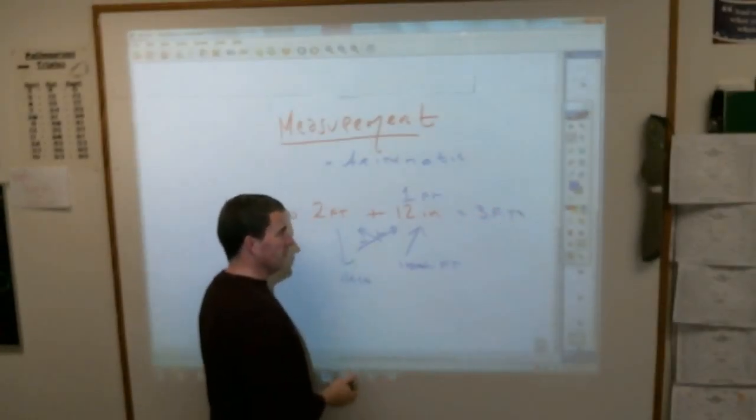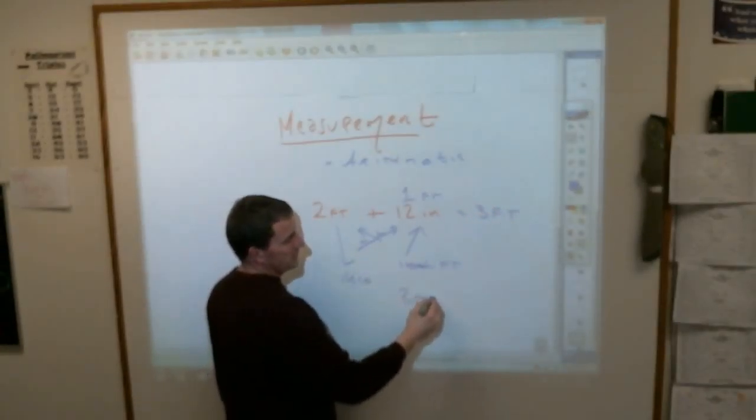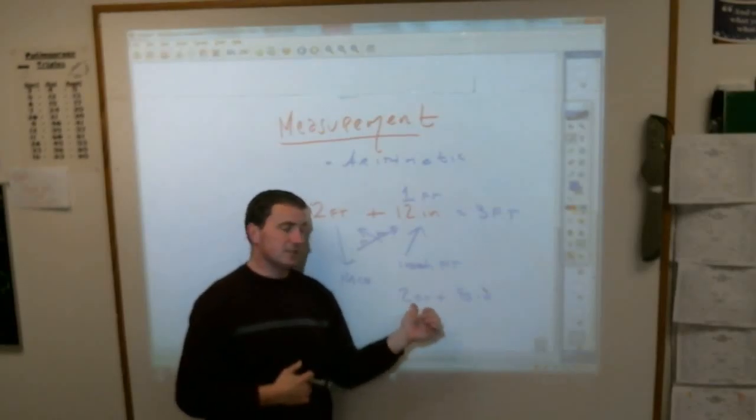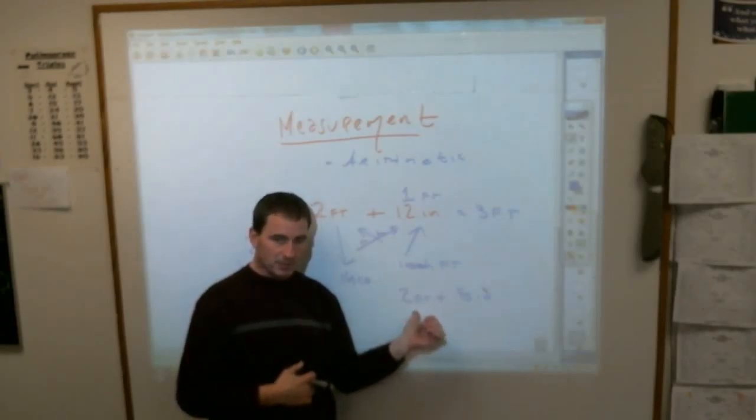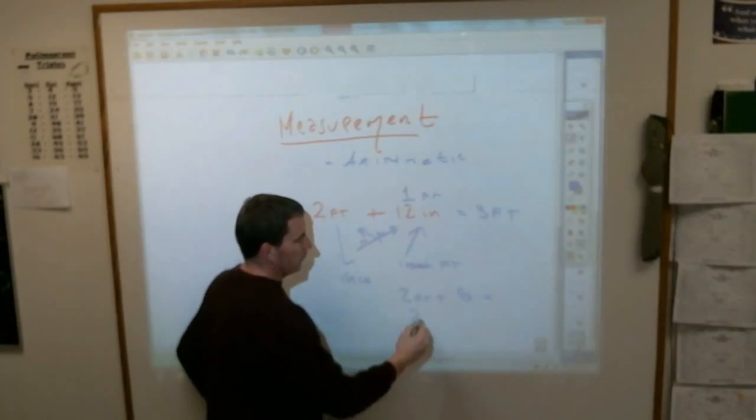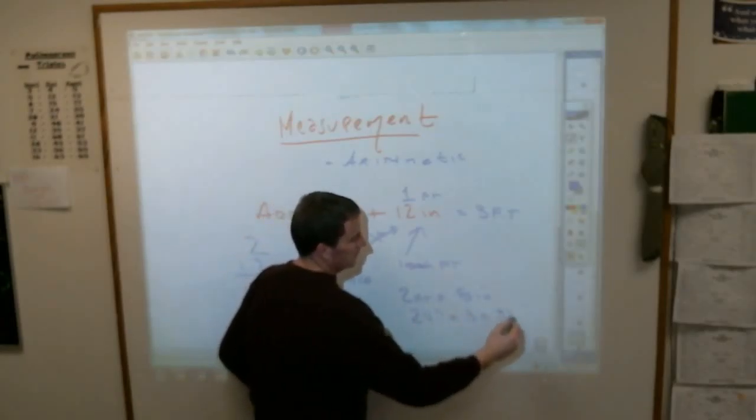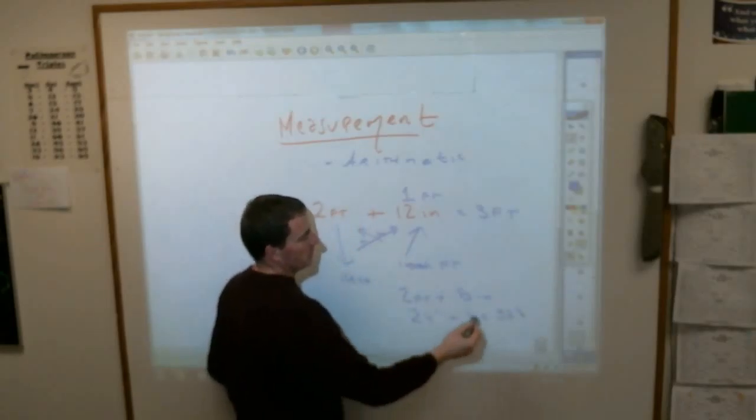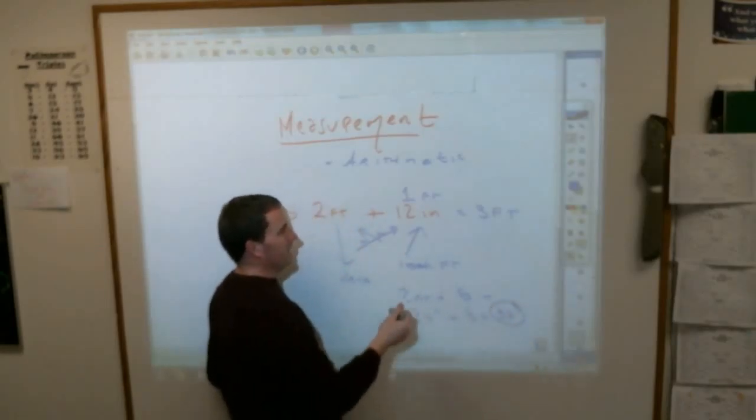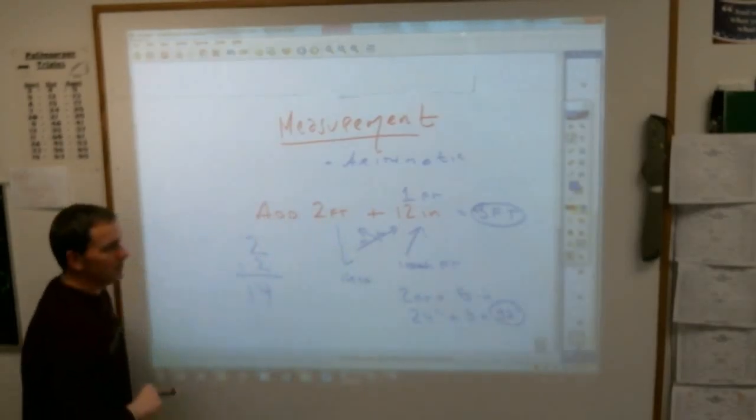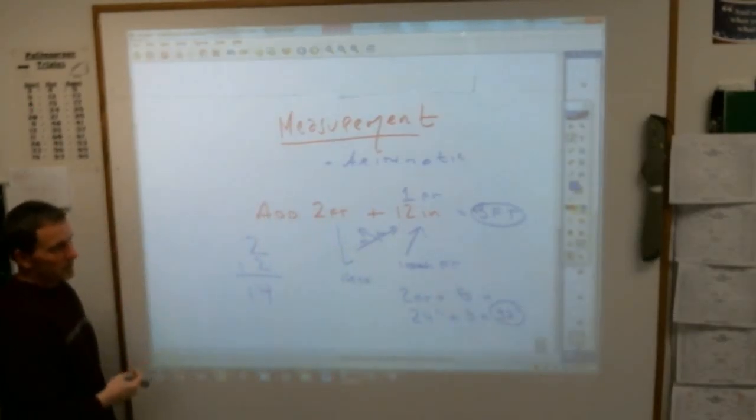But that would be different if it was 2 feet plus 8 inches. I probably wouldn't change that into feet because it doesn't make up a foot, and then I'm going to have to say, well, 2 feet is how many inches? 24 inches, and then I can add it to the 8 to get 32 inches. So again, there's no magic formula. You just have to say, well, this makes more sense than doing it that way.